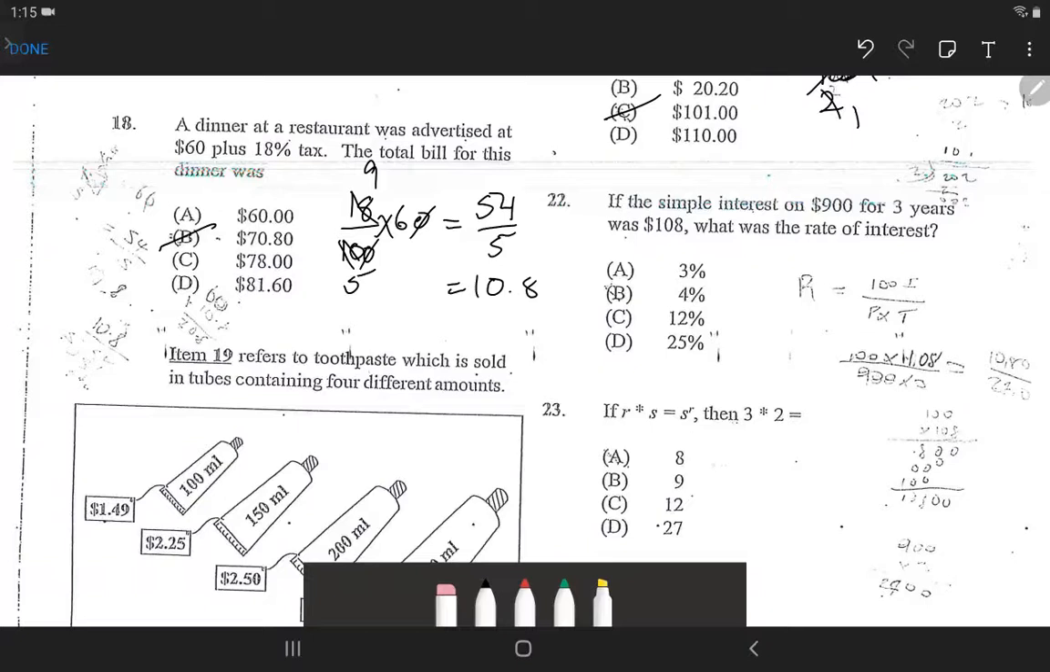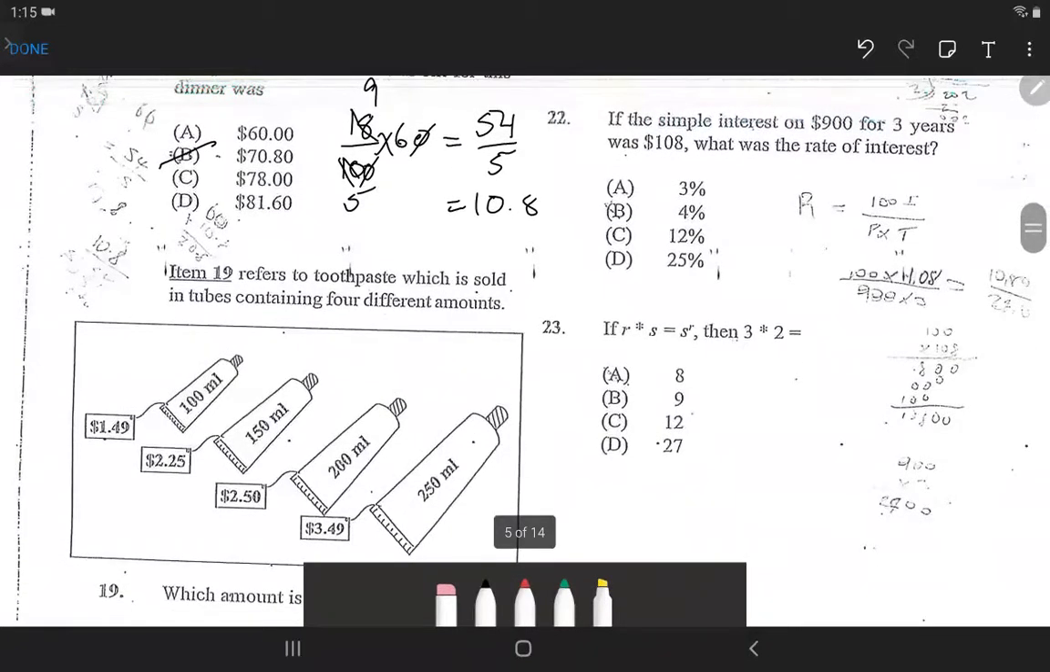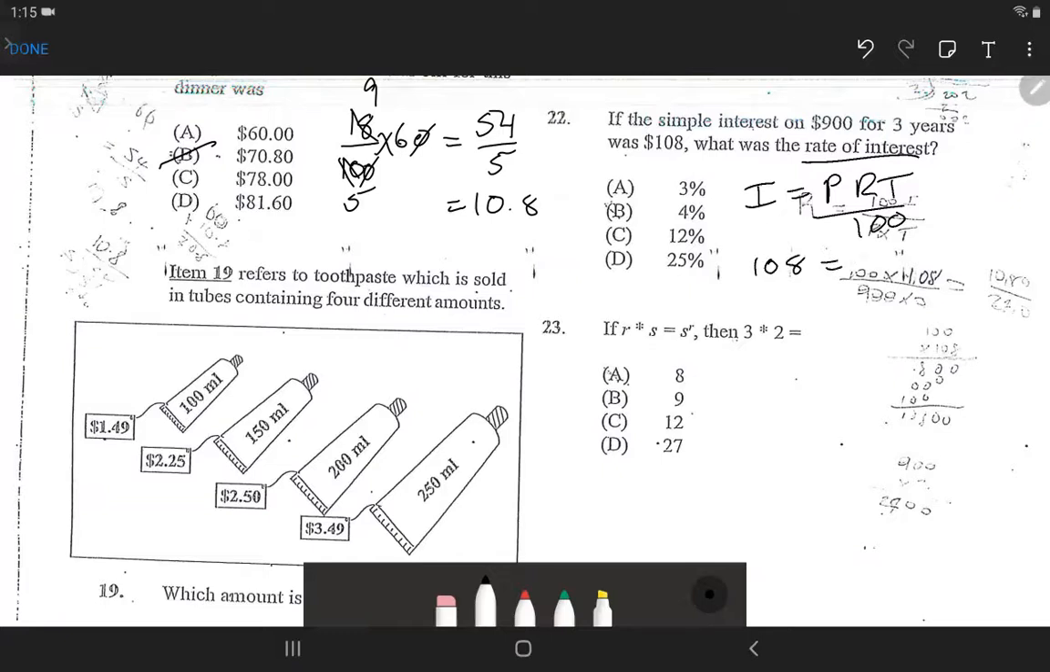If the simple interest on $900 for 3 years was 108, what was the rate? Remember principal. Now they want the rate as a percentage, so we could use this formula. The interest is equal to principal by rate by time over 100. Right? We divided by 100 one time because of the percentage. We want it as a percentage. So we have 108 is equal to 900 by 3 by R, all of that over 100.